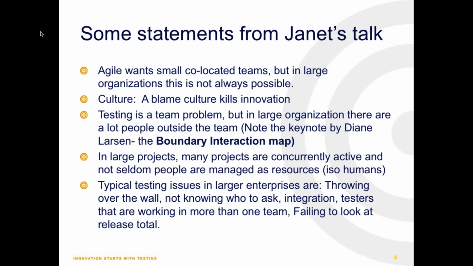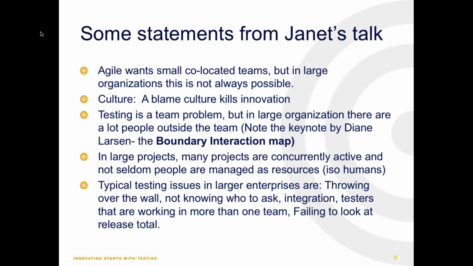And at the Agile Testing Days, Diana Larsen gave a keynote where she was talking about the boundary interaction map, some kind of graphical representation of all the people that you have to deal with, whether outside your team or outside your department. She didn't show it, and I couldn't find it on the internet, but I thought it was very interesting because in large organizations there are many people outside or influenced with. And very often what I noticed, and that Janet is also referring to, is that many projects are concurrently running in large organizations, and sometimes people are not part of one team but are split as resources over various projects. So that makes it difficult to do the real Agile stuff.